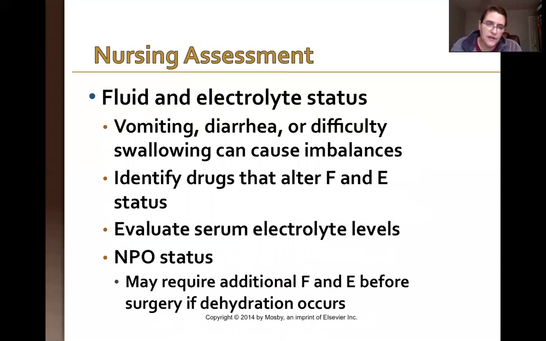NPO status. These patients are going to be NPO typically at midnight, the night before, starting the day of surgery. So if I've got an 8 a.m. surgery, I'm going to be NPO after midnight. My surgery is Monday morning, Sunday night, I'm going to be NPO at midnight. If I'm dehydrated when I get in, they may run a liter of fluids through me before I go back to surgery.